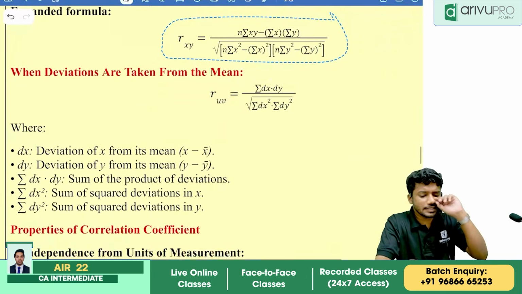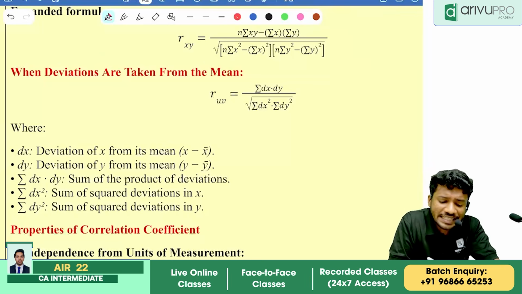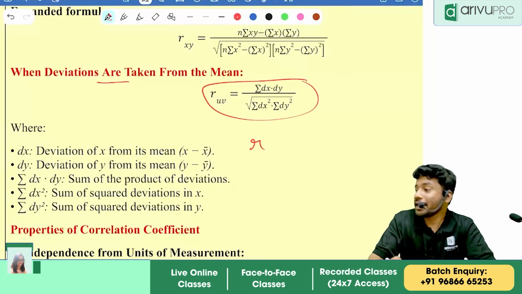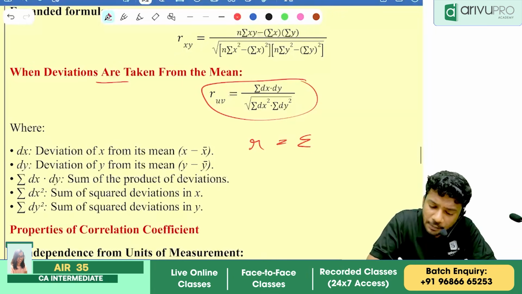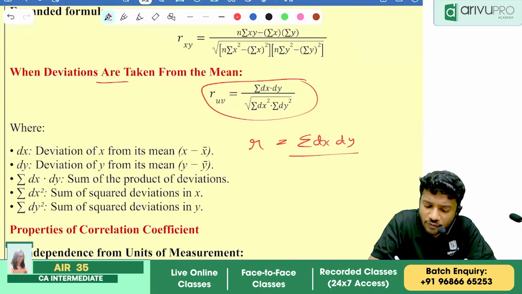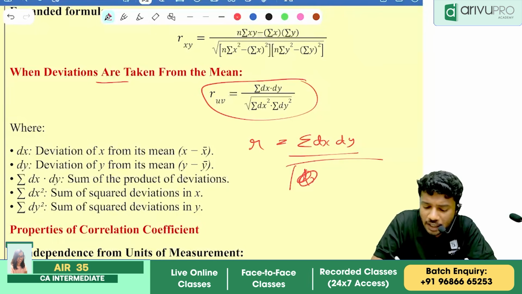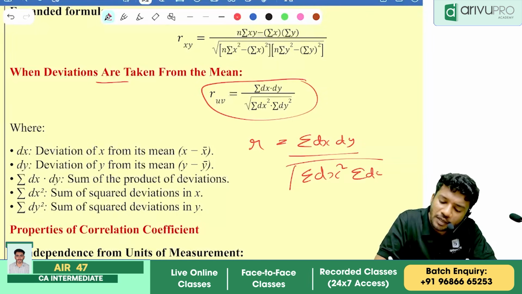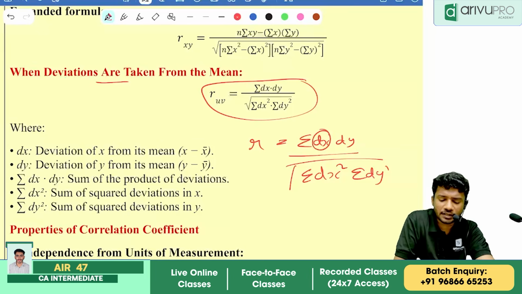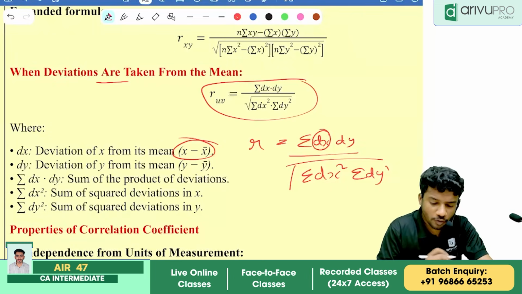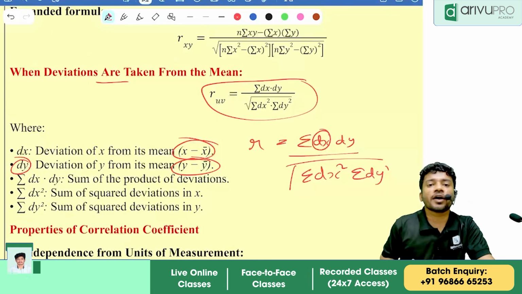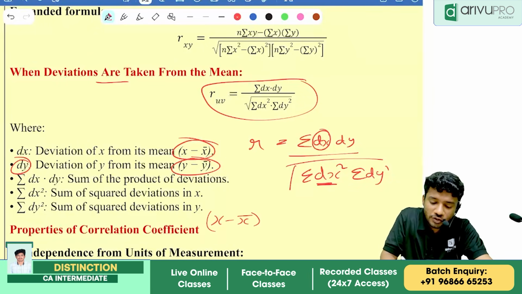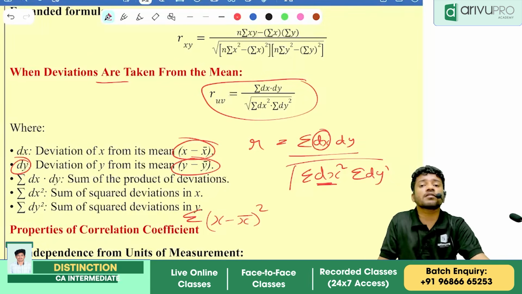Then there is the second formula we have, when deviations are taken from the mean, another formula for R in KPCC. That is sigma dx dy divided by root of sigma dx square into sigma dy square. What do you mean by dx? Dx is nothing but x minus x bar, and dy is y minus y bar. Then sigma dx square is x minus x bar square, and you will take the summation of all the values.